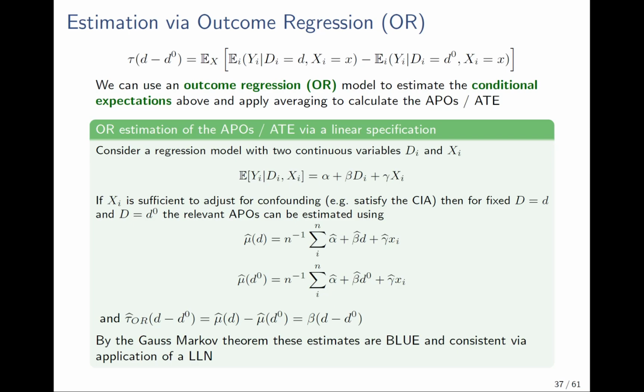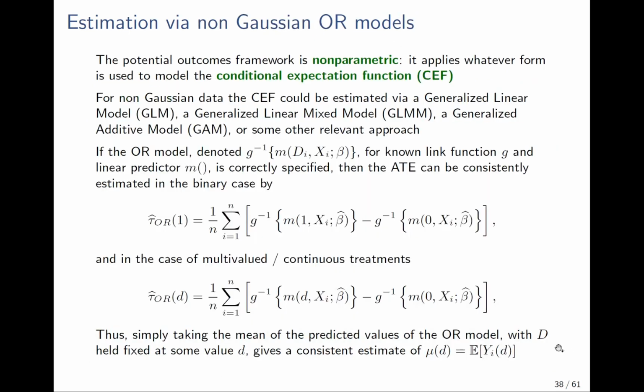And by the Gauss-Markov theorem, the estimates that we get for these models are best linear unbiased estimators and are consistent via application of a law of large numbers. So it's as simple as that. That's how we would estimate that quantity there. This is the identification equation. That's how we go about estimating it using regression.